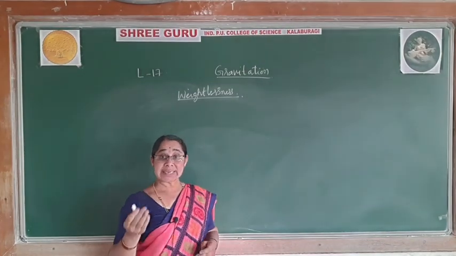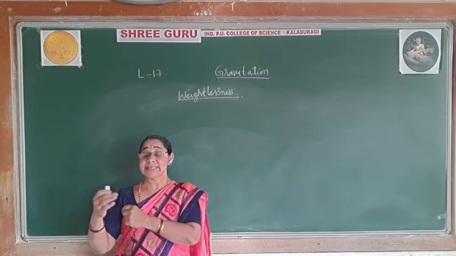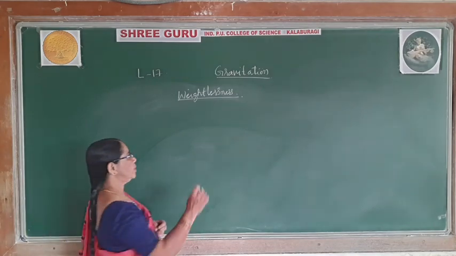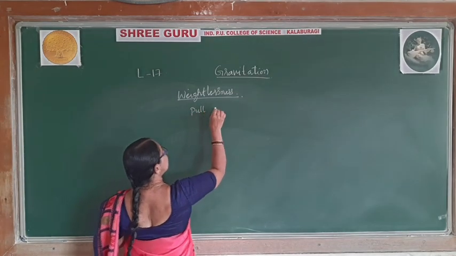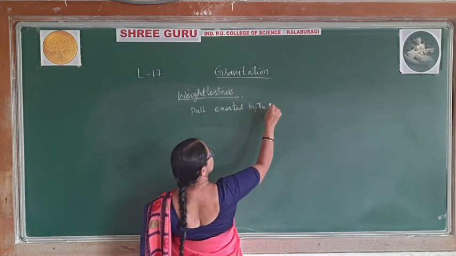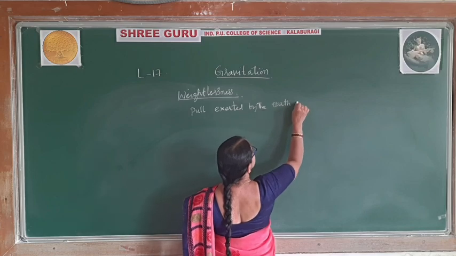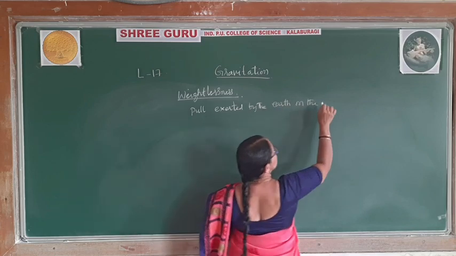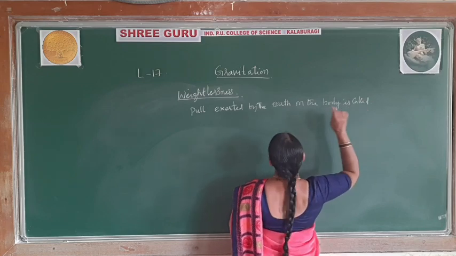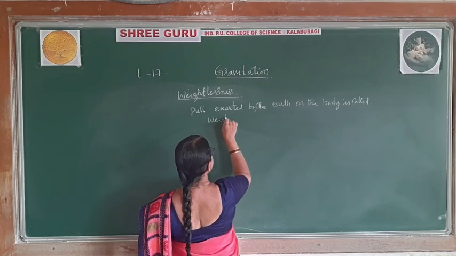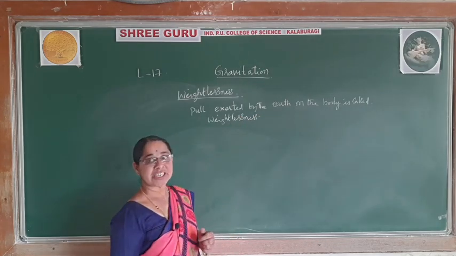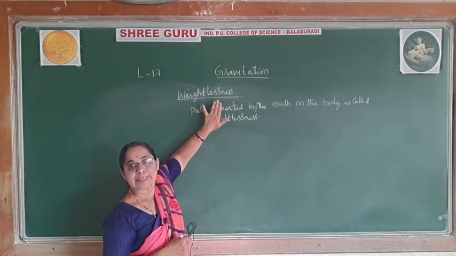The pull exerted by the earth on the body is called weightlessness. You can say pull exerted by the earth on the body is called weightlessness. This weightlessness you can observe particularly in space shuttles, that you observe in the space shuttles.